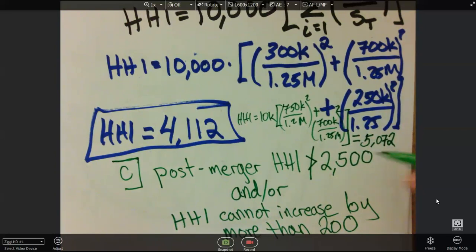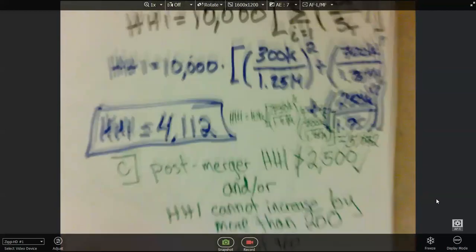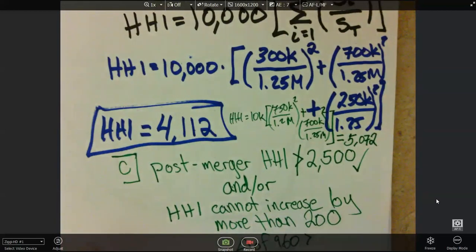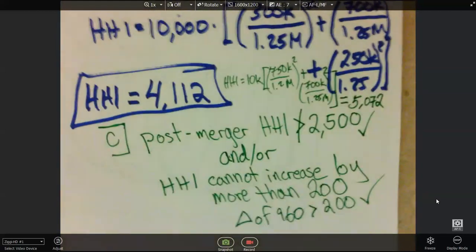And so that is more than that, right? So it's violating that condition. And then the change in it is 960, which is greater than 200. So we're violating that condition as well. Questions on that?